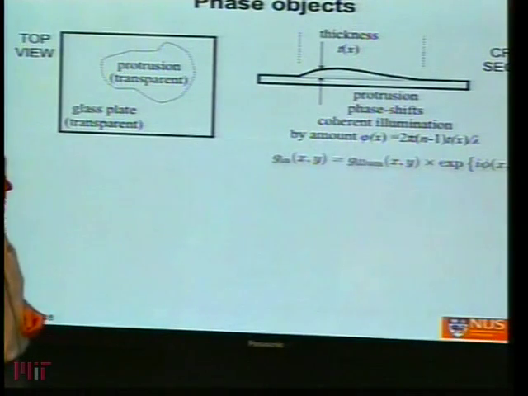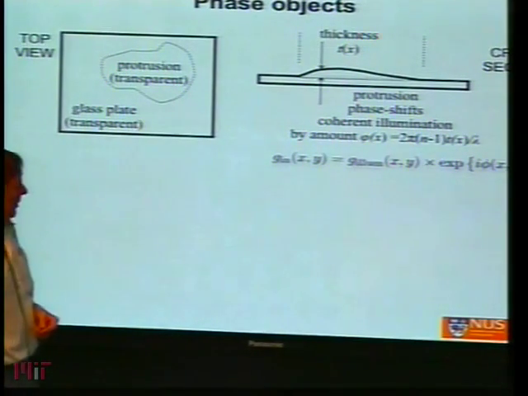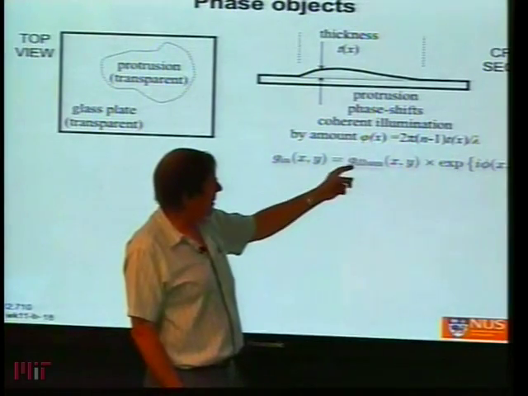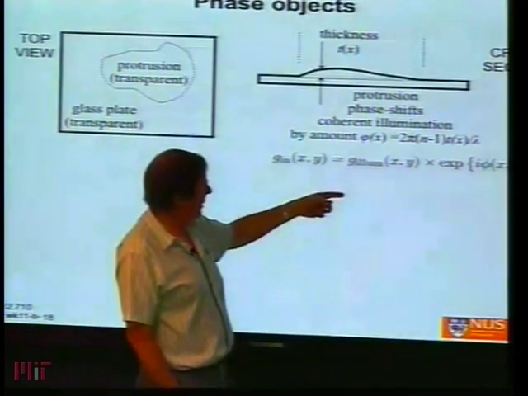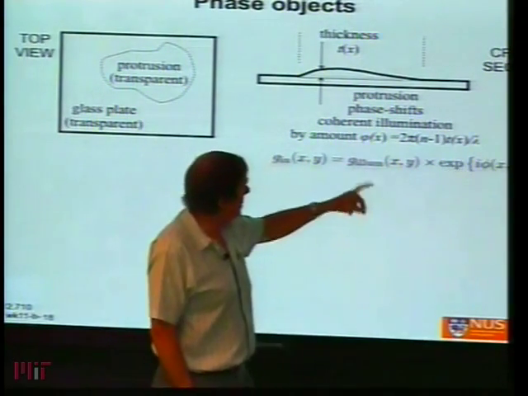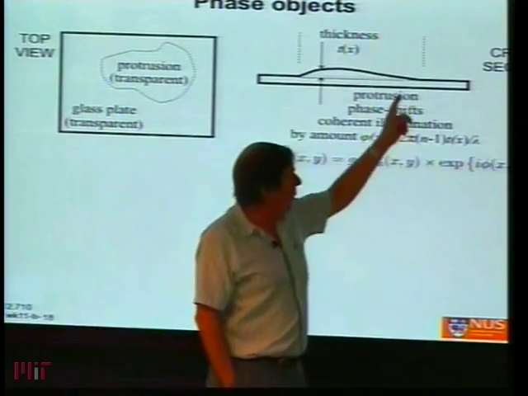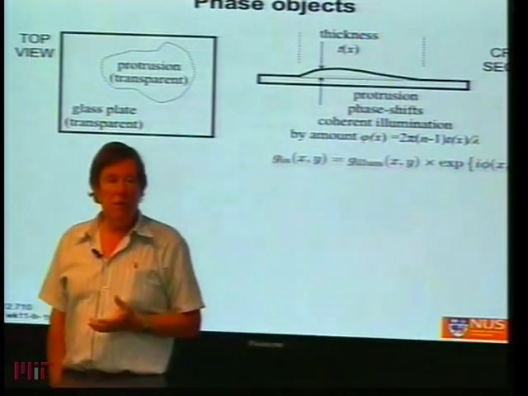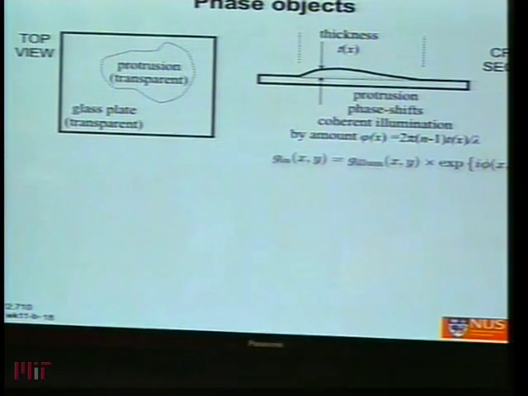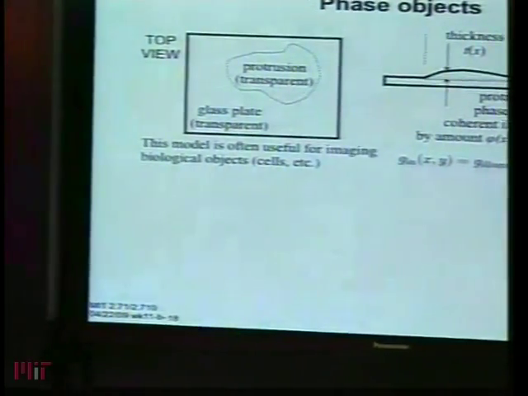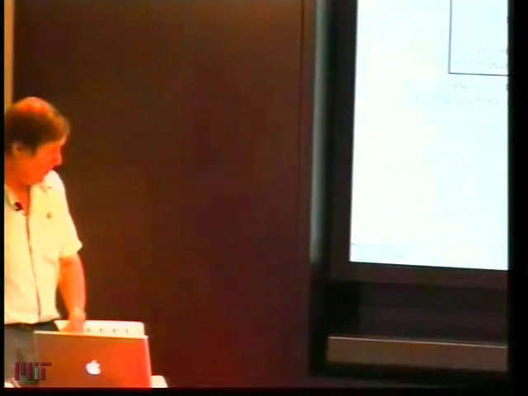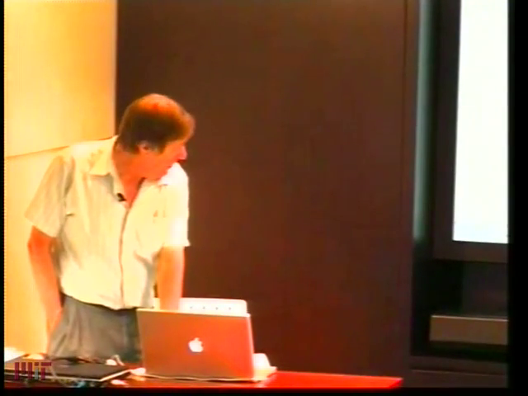And so if we illuminate this with some certain illumination field, then what we'll get on the output side is just this times this. There's e to the i phi, our object just behaves here as a pure phase object. There's no modulus change, only a phase change. So useful for imaging biological objects such as cells, but not only that, it's got applications in material science and so on.